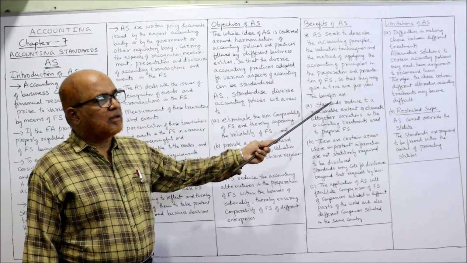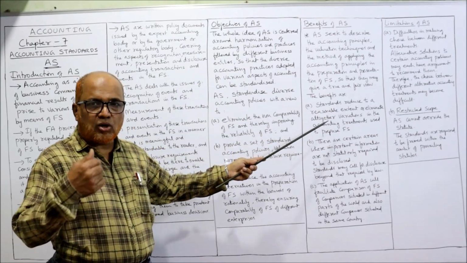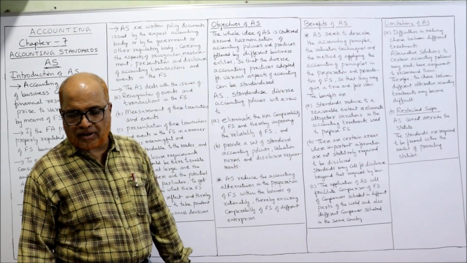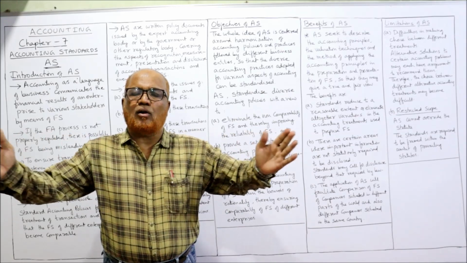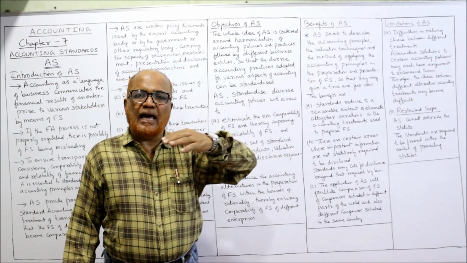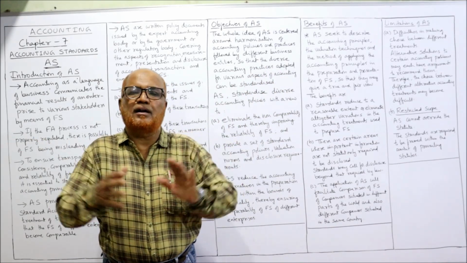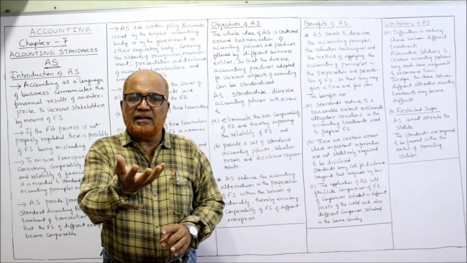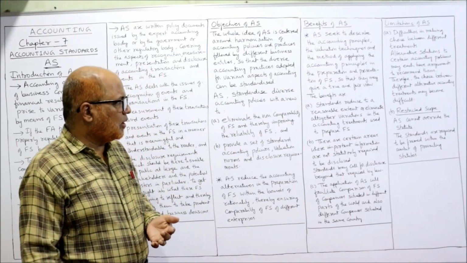And the benefits are: the standards reduce to a reasonable extent or eliminate altogether variation in the accounting treatment used in preparation of financial statements. For preparing the financial statement, we have different alternatives. So this accounting standard will eliminate all the different alternatives and make a standard method of recognizing, measuring, presenting and disclosing. That is the main benefit.